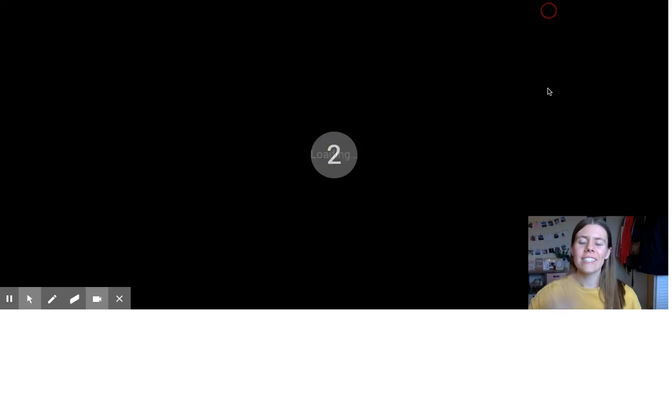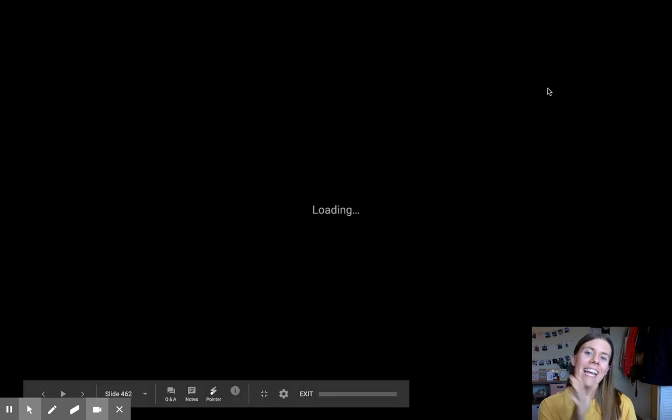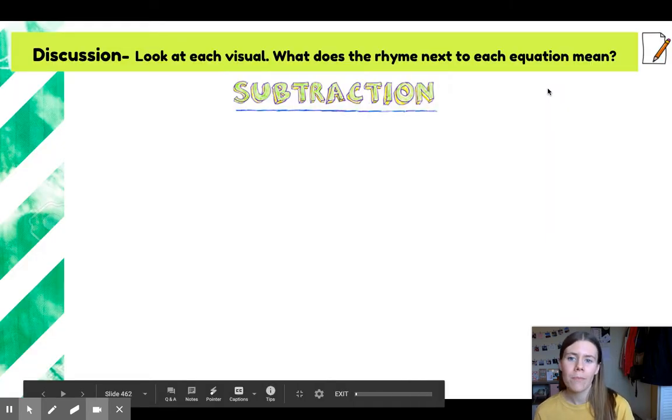Hi, second graders. Today we're going to be talking about subtraction, and we're going to be using regrouping in the tens place and the hundreds place. But first, I want you to look at these pictures.